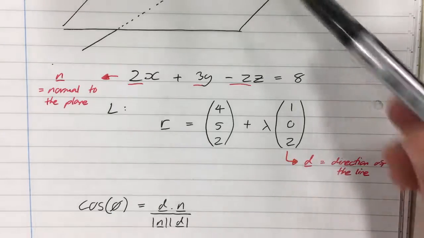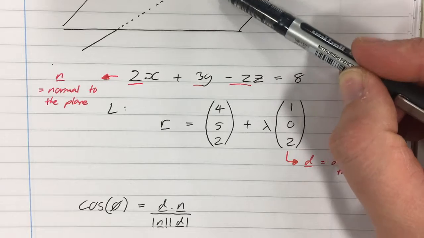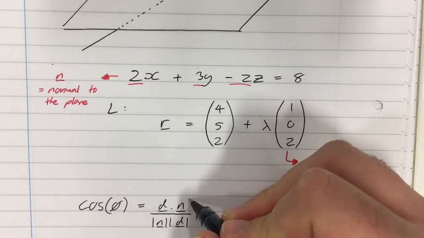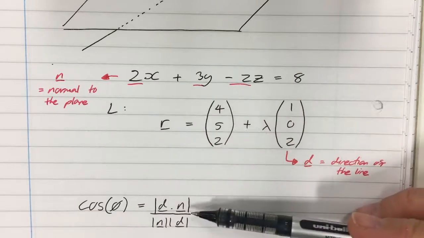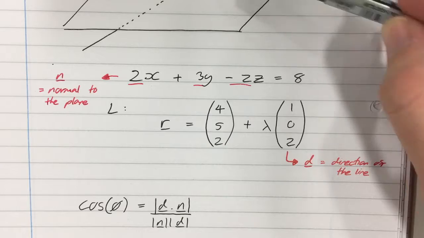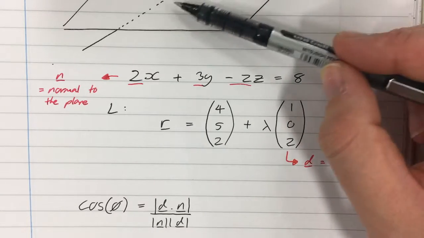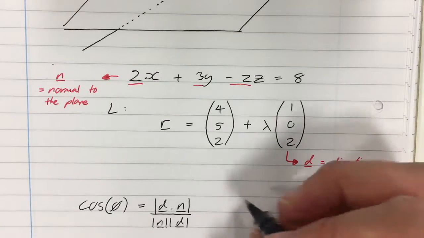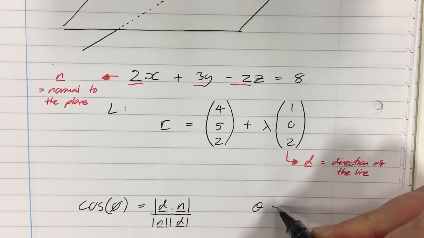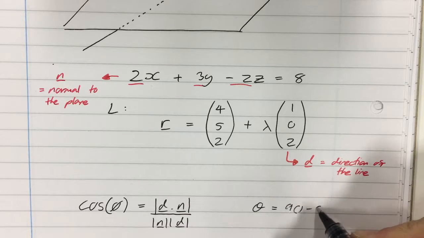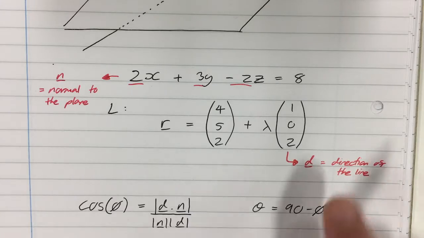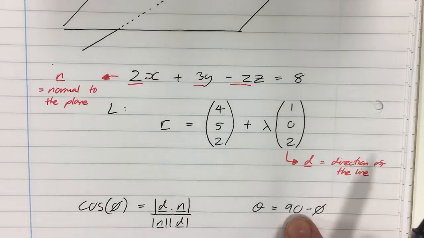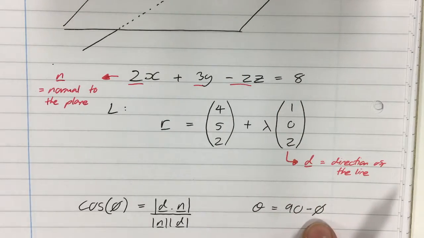But of course this could give an obtuse angle, so it could give this angle here instead, if the dot product was negative. So what I'm actually going to do is take the modulus of the top, so that it will guarantee giving me the acute angle between the direction of the line and the normal to the plane. And then once I get phi, I can just do theta is 90 minus phi, because we can guarantee phi is acute, and therefore theta is also acute.